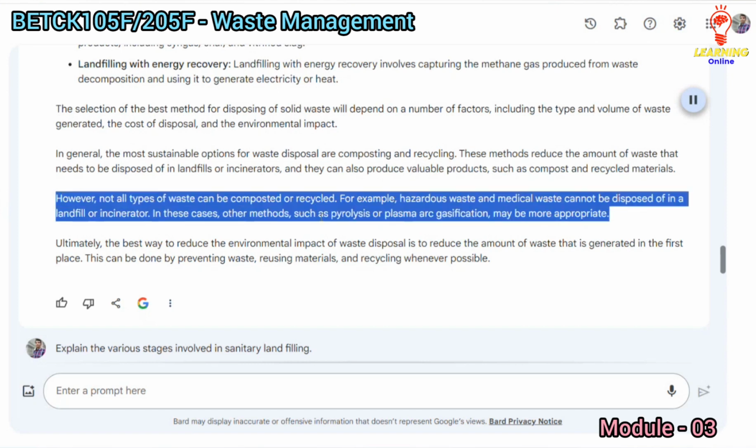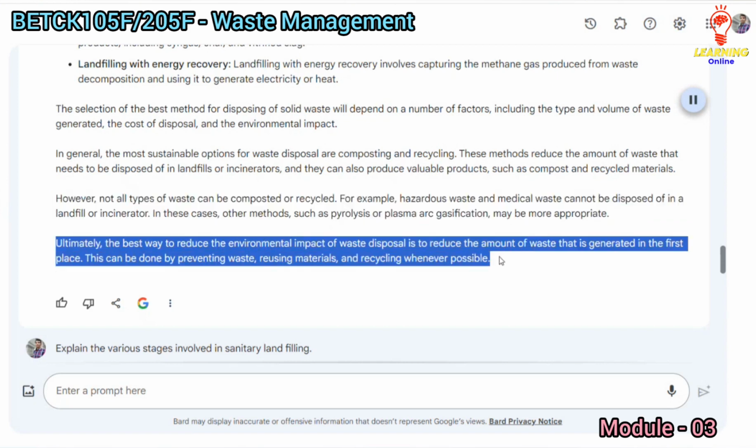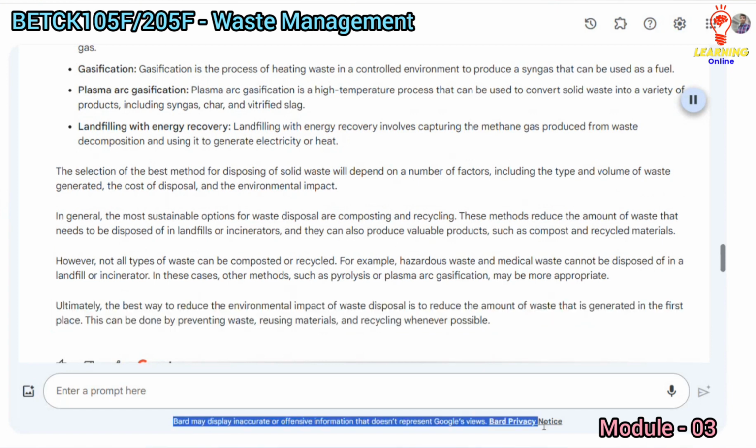However, not all types of waste can be composted or recycled. For example, hazardous waste and medical waste cannot be disposed of in a landfill or incinerator. In these cases, other methods, such as pyrolysis or plasma arc gasification, may be more appropriate. Ultimately, the best way to reduce the environmental impact of waste disposal is to reduce the amount of waste that is generated in the first place. This can be done by preventing waste, reusing materials, and recycling whenever possible.